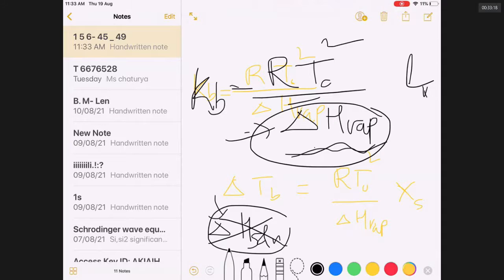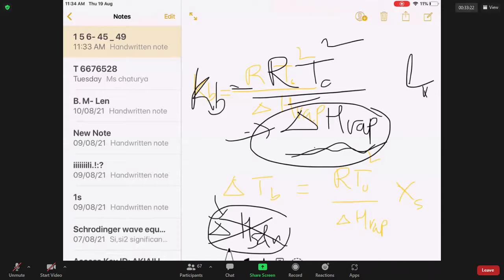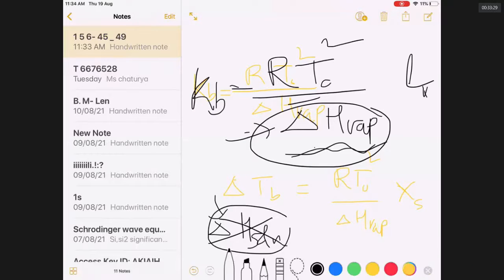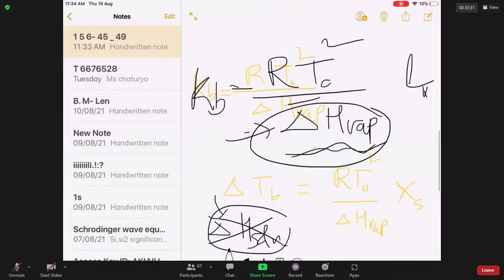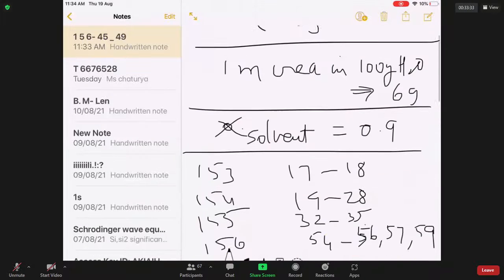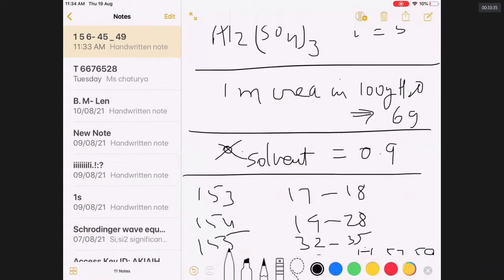Sir, how did we come to this conclusion that Kb is equal to R T0 square by delta H vap? This is being done by thermodynamics. People who studied thermodynamics have proved it by experiment. The consideration of that is beyond our scope, so we are not going there. So I spoke to you about this idea.